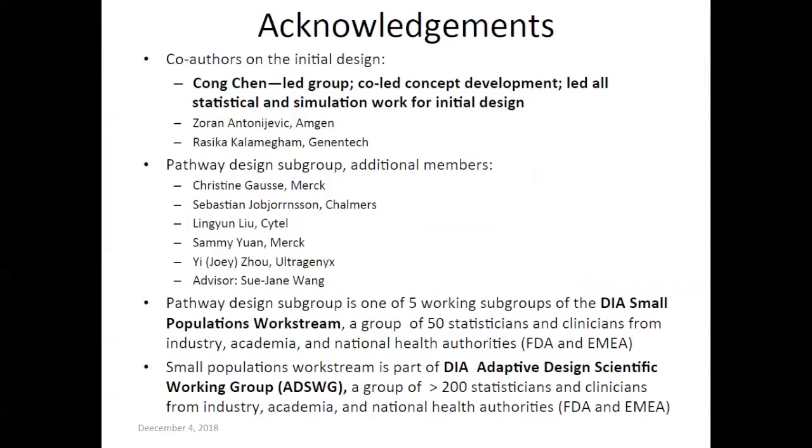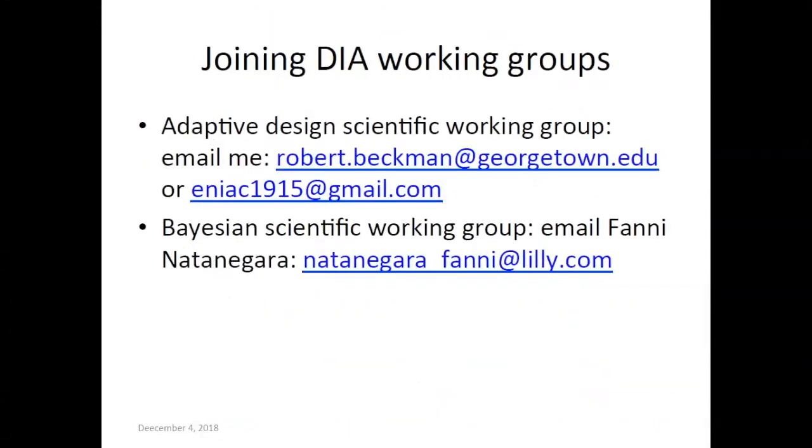And the pathway design subgroup is one of five working subgroups of the DIA Small Populations Workstream, where DIA is Drug Information Association. This is a group of 50 statisticians and clinicians from industry, academia, and national health authorities, including the FDA and EMA, who are working on small populations and rare diseases. And this group, in turn, is part of the DIA Adaptive Design Scientific Working Group, which has greater than 200 statisticians and clinicians from industry, academia, and national health authorities, including the FDA and the EMA, and is working on developing innovative adaptive designs so that they can bring medicines to patients. If you're interested in joining the Adaptive Design Scientific Working Group, I'd love to have you. My emails are shown there. I lead that group. And there's another group that focuses specifically on Bayesian methods, led by Fani Natanagara from Lilly, and that's her email.